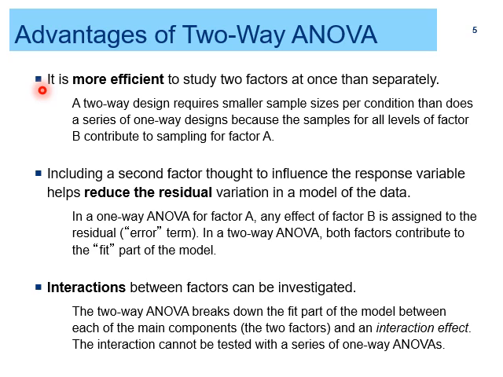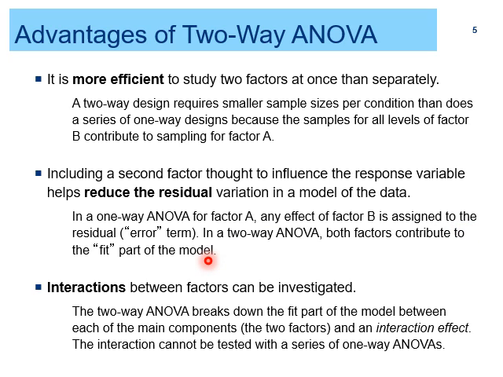And interaction between factors can be investigated. That is, a two-way ANOVA breaks down the fit part of the model between each of the main components, the two factors, and an interaction effect. Interaction cannot be tested within a series of one-way ANOVAs. So these three are the advantages of two-way ANOVA. I think you are able to understand this point, but if you are not able to understand, I would just say one thing.